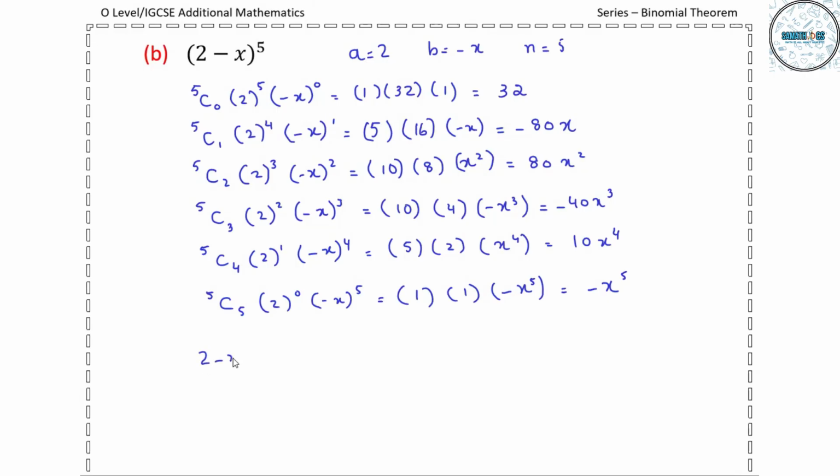Therefore, 2 minus x with power 5 is expanded to 32 negative 80x plus 80x square minus 40x cube plus 10x power 4 and minus x power 5. Whenever there is a negative sign, then alternate terms are to be negative.